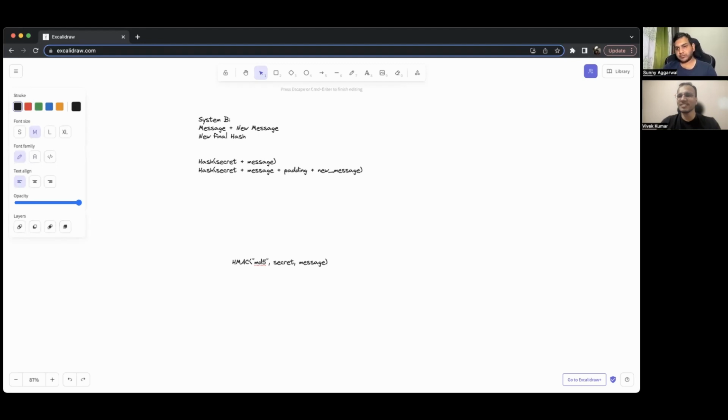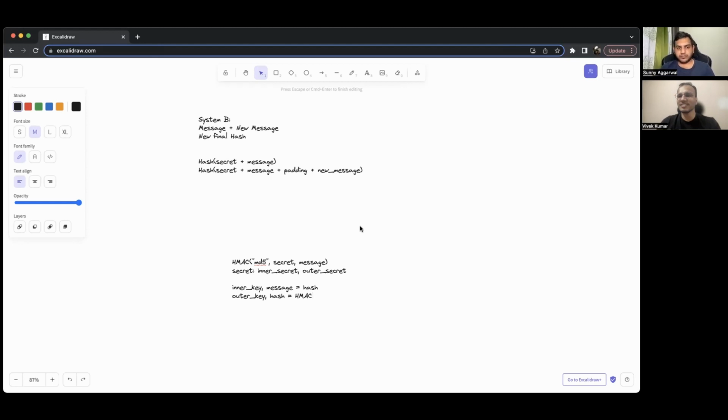I'll give just a brief on how HMAC works. HMAC uses the secret to generate two keys. I will call them the inner secret and the outer secret. After generating these, it uses the inner key, comma, message to generate a hash. Then it uses the outer key, comma, hash to generate the HMAC. That is how it works. It's just a rough idea.